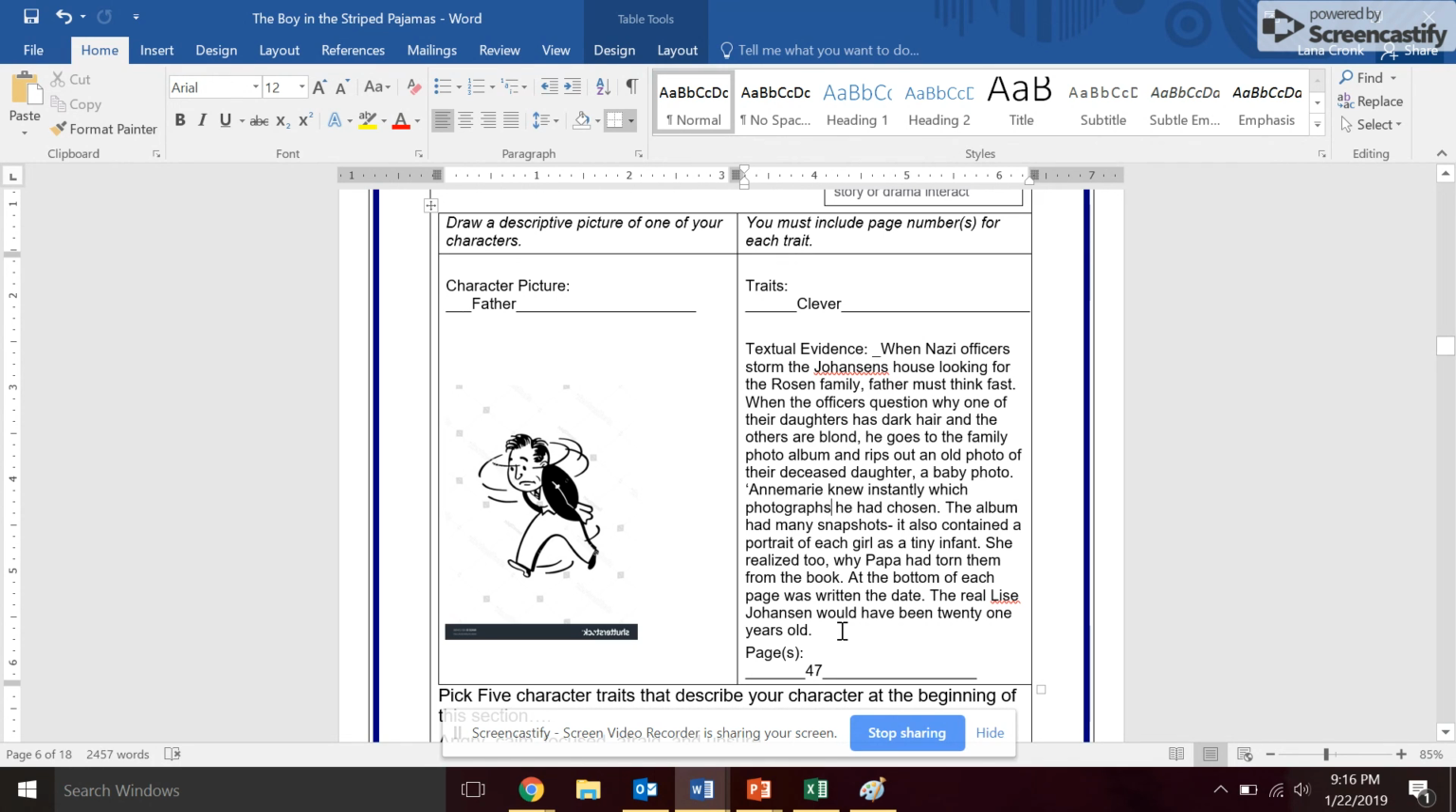Now, he took this particular picture of Lise because in the photo, she actually does have dark curly hair. It lightens up as she gets older, but he wants it to appear like Ellen is one of their daughters. So he takes the photo out and makes sure to rip the date off so he doesn't reveal that this isn't really their daughter. And this was all on page 47.